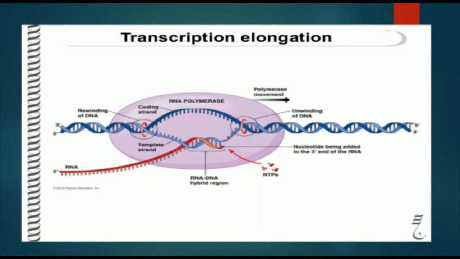In this figure, you can see the process of elongation. The region of unwinding and the RNA-DNA hybrid is clearly depicted in the figure. You can see that.